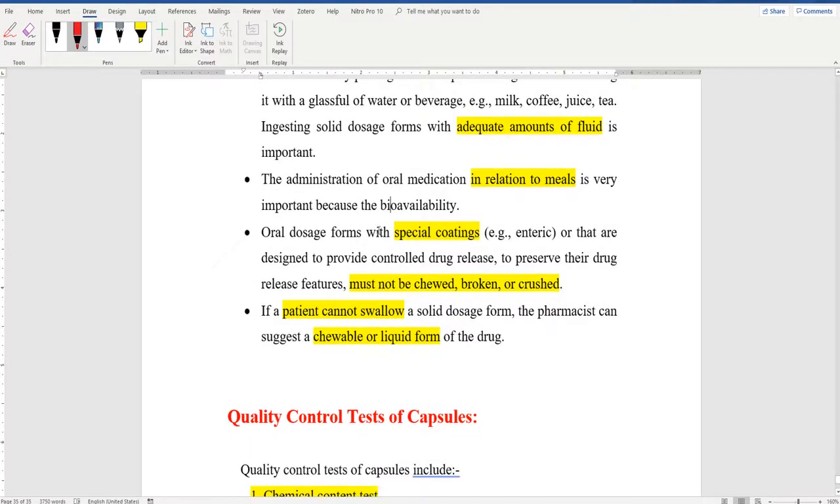Another thing, if the capsule contains a special coating, like for example an enteric coating, then you should tell the patient not to chew, crush or break the capsules. Because why? If the patient chews the capsule, for example, it will destroy the coating, and the absorption and the dissolution will not be as expected or planned according to the manufacturer.